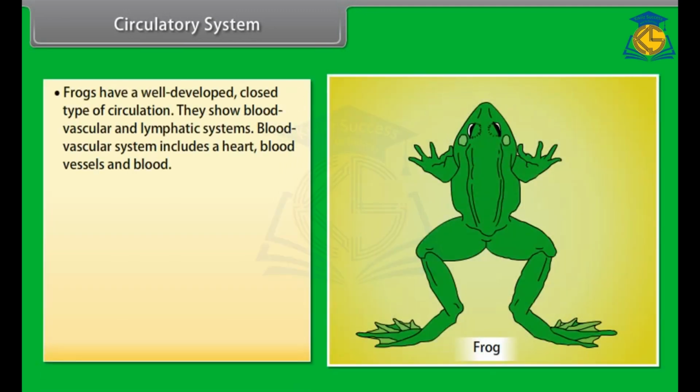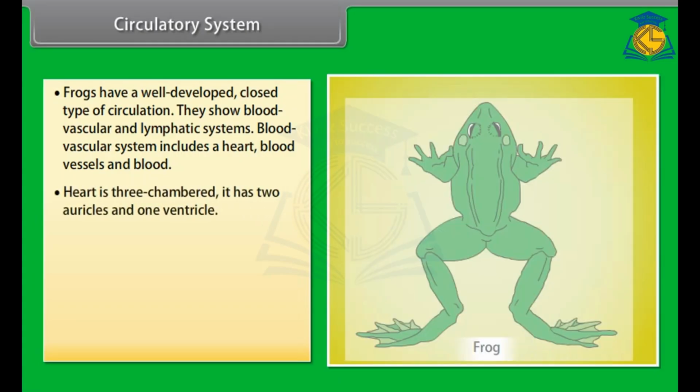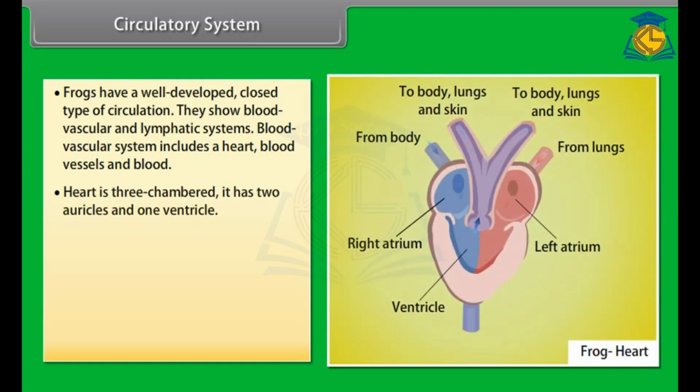Circulatory system. Frogs have a well-developed closed type of circulation. They show a blood vascular and lymphatic system. The blood vascular system includes a heart, blood vessels, and blood. The heart is 3-chambered. It has 2 auricles and 1 ventricle. The heart is covered by a membranous pericardium.